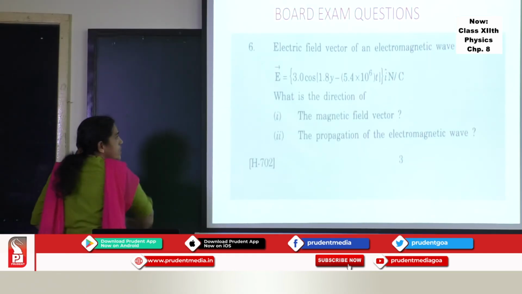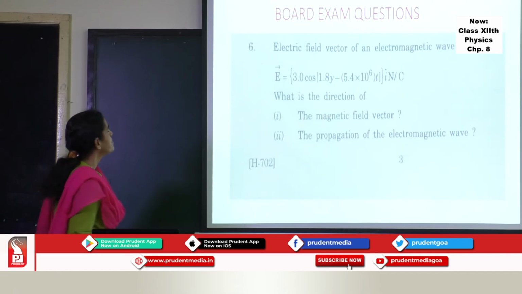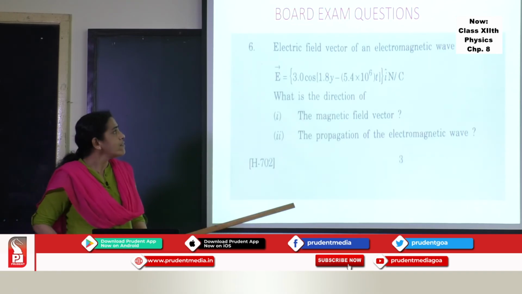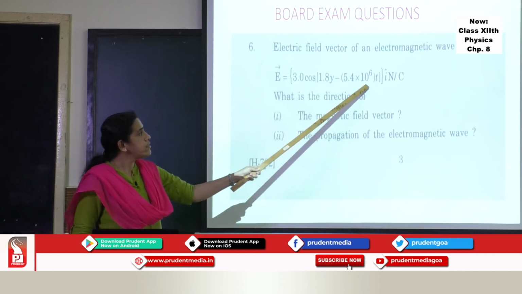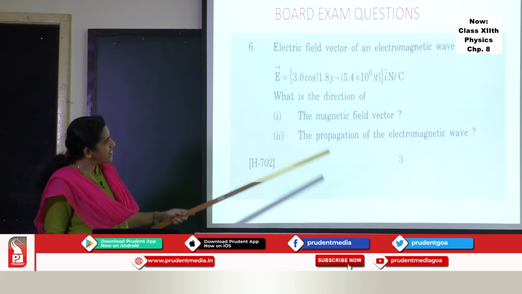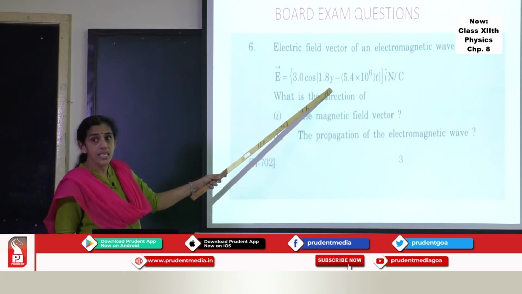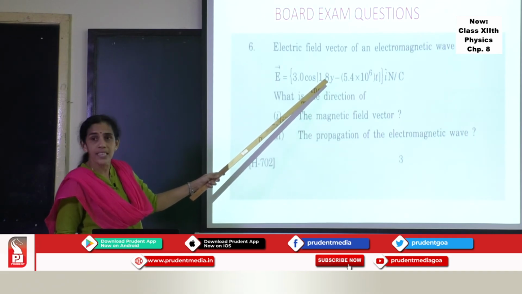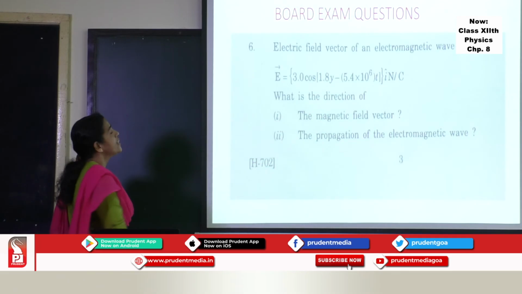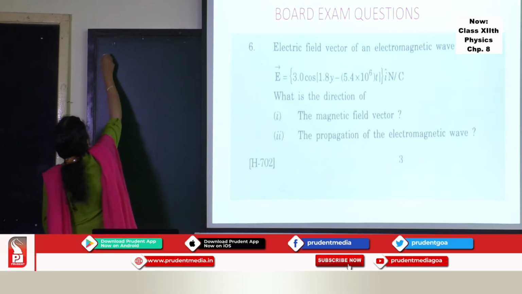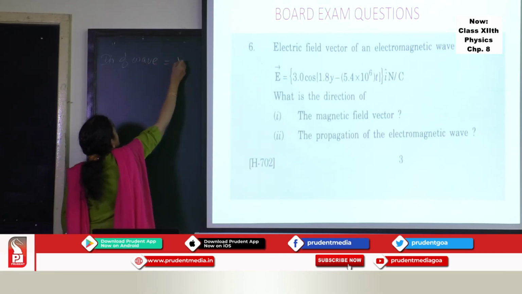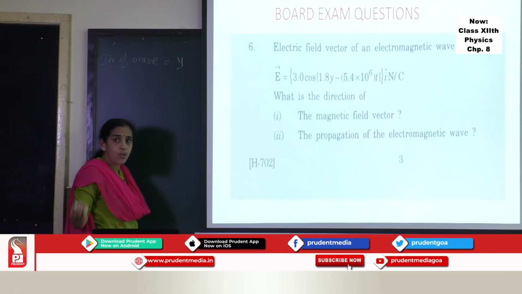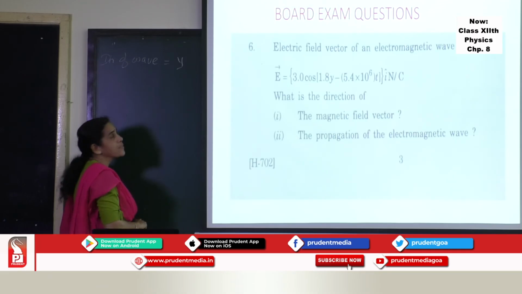Now, first of all, let's see what is the direction of propagation. Direction of the wave is always given by the argument of the sine or cos function. So, see what is this? It's y, different from what we discussed. It's 1.8 y. Therefore, the direction of propagation, they have not asked it, but still we will write, is y.